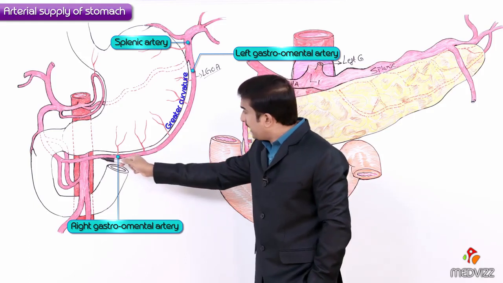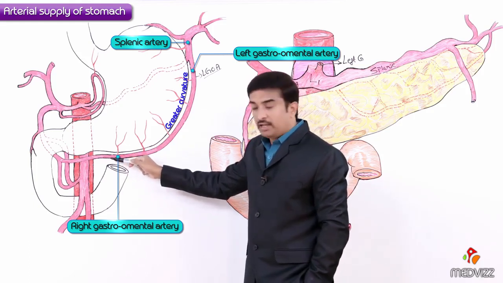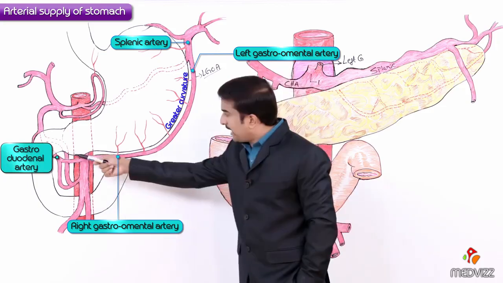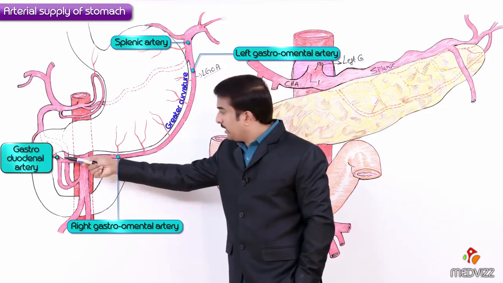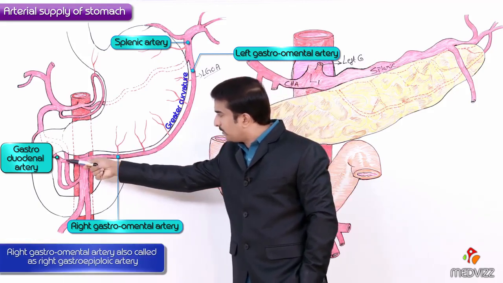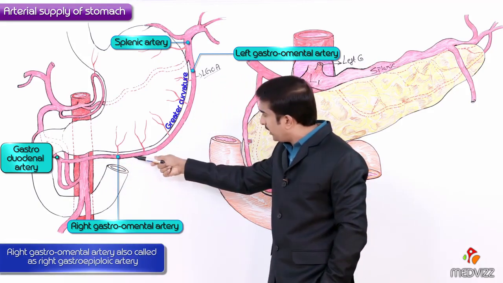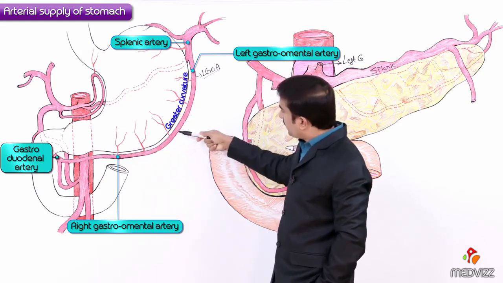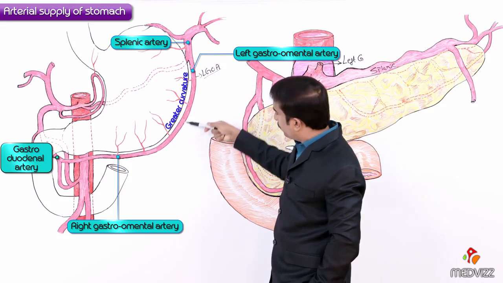So this right gastro-omental artery is a terminal branch of the gastroduodenal artery. The gastroduodenal artery gives off a branch called the right gastro-omental artery, which is also called the right gastroepiploic artery, runs along the greater curvature of the stomach, and anastomoses with the left gastro-omental artery.